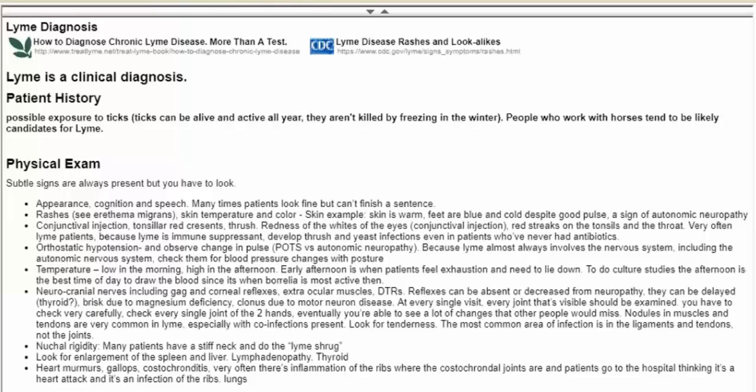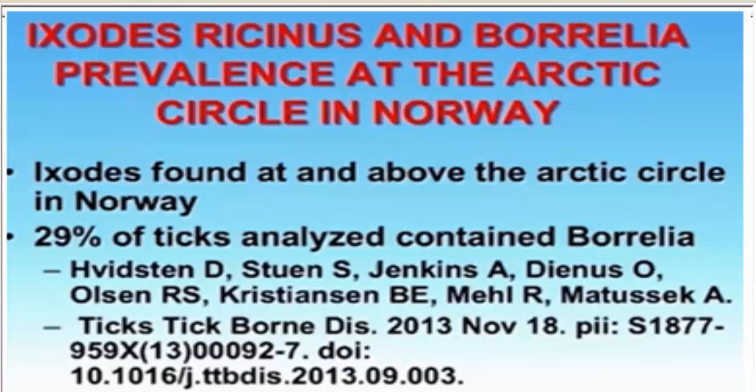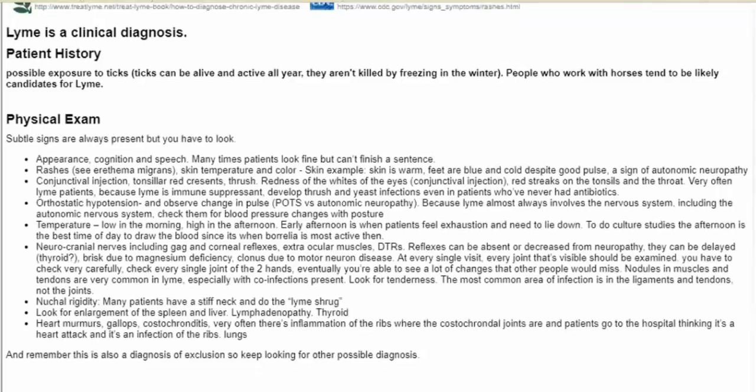Here's another point. I was always taught that if you have a good hard winter, ticks will be killed and they won't be as bad the next year. Well, that's not true. They can be alive and active all year. They are not killed by freezing in the wintertime. In fact, there is tick-borne disease in the Arctic. The ticks are active in the Arctic. So the freezing has nothing to do with it. But possible exposure to ticks is one of the things in patient history the doctor needs to look for, and so do you. The physical exam is another important part, and I'll just read through this.